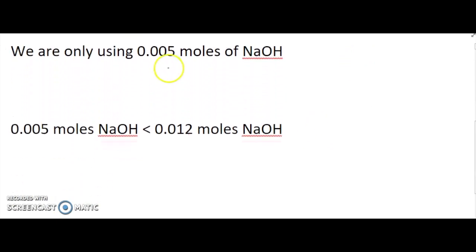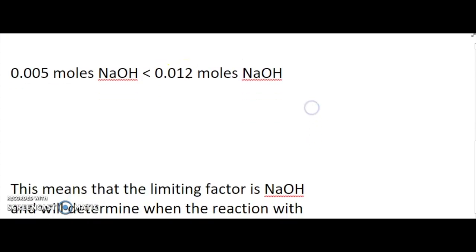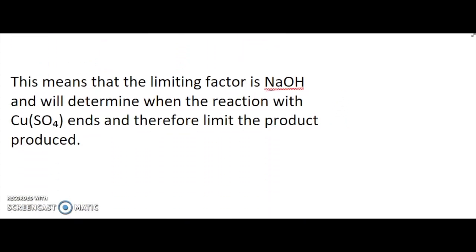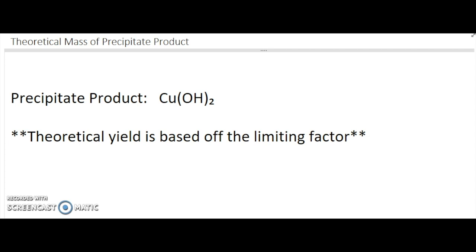However, we notice that we are using only 0.005 moles of NaOH. 0.005 moles of NaOH is less than 0.012 moles of NaOH. The limiting factor is NaOH and will determine when the reaction with CuSO4 ends and therefore limit the product produced. So now we are going to find the theoretical mass of the precipitate product.